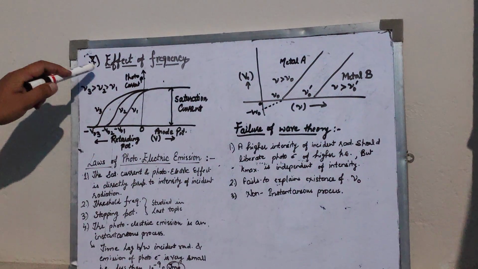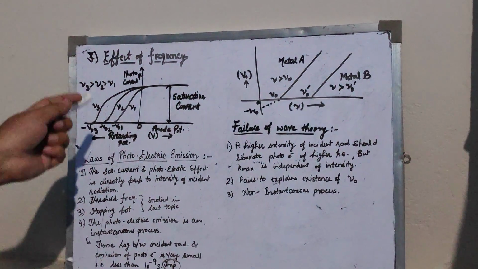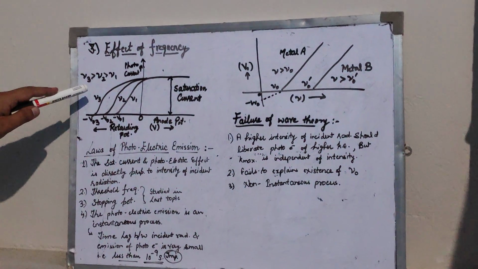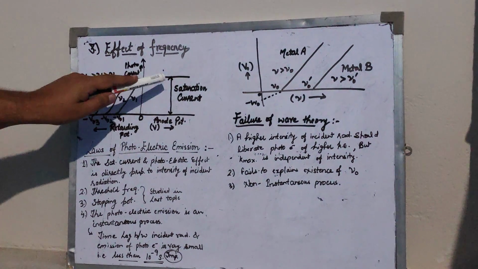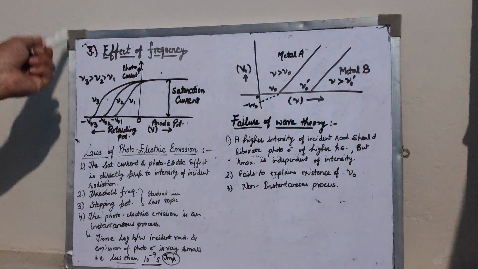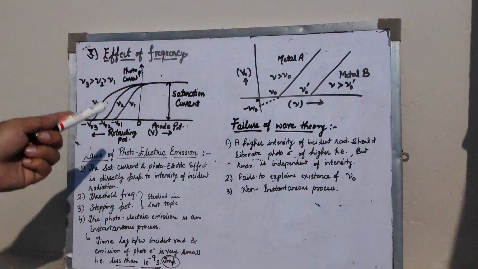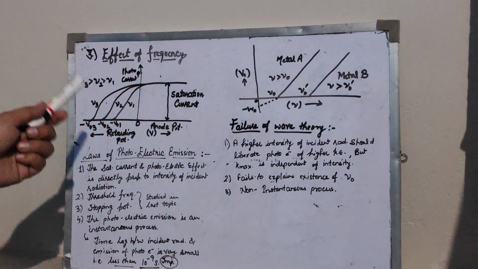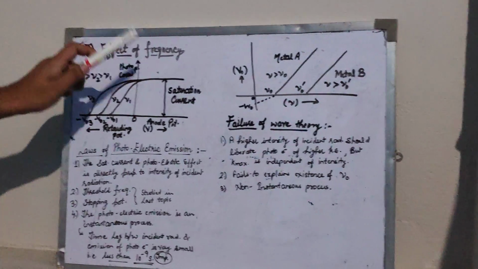Next we have the effect of frequency. To study the effect of frequency on the photoelectric effect, the incident radiation at each frequency is adjusted in such a way that the saturation current is the same when plate A is at a positive potential. As we studied in the photoelectric effect, plate A is your collector plate and plate C is your emitter plate. So we have to provide the positive potential to the collector plate.